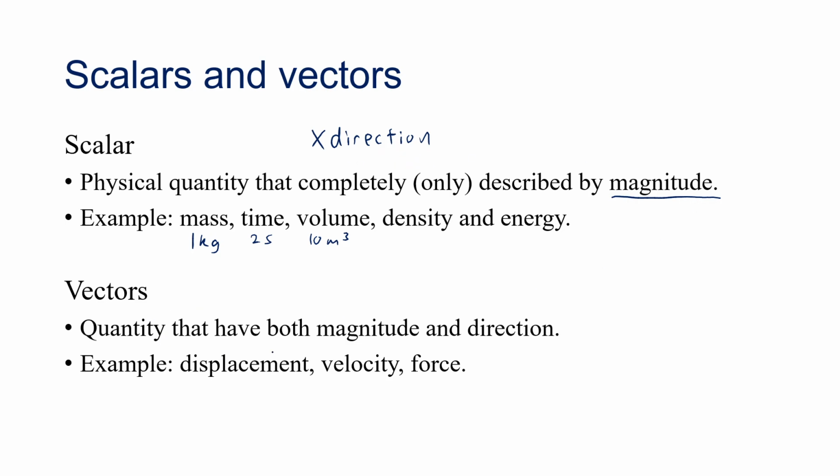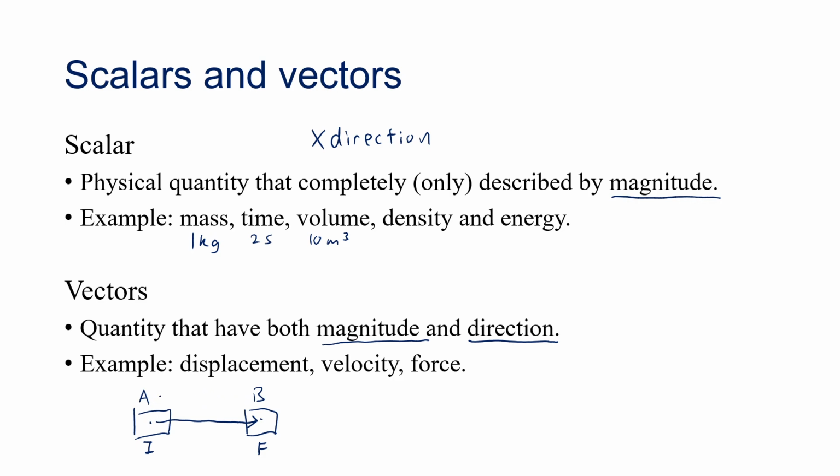Now the vector is a quantity that can define both magnitude and a direction. For example, displacement, velocity, and force. Let's say we have some object at the point A, right? And now we move it to the point B. We have some initial position and a final position, and we can define this to have a direction, right? Which way we move toward.